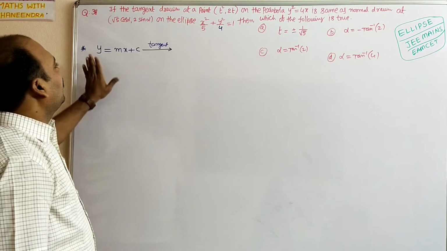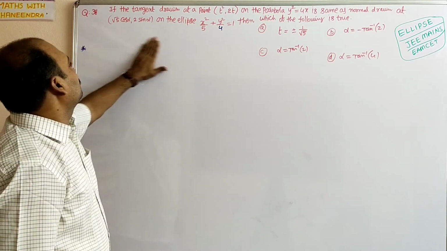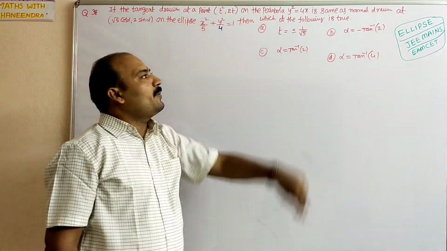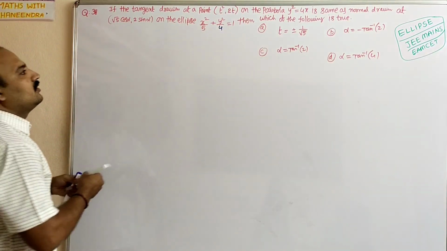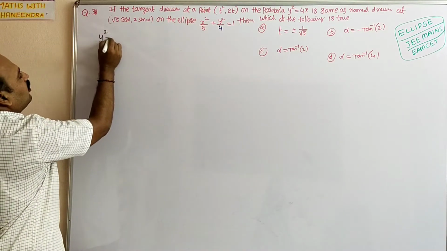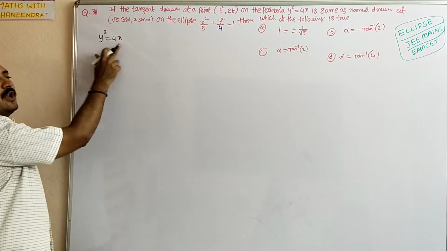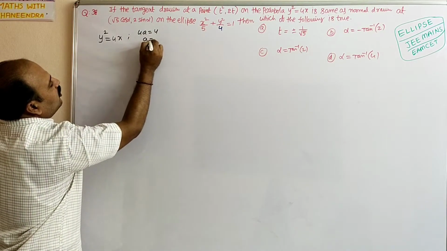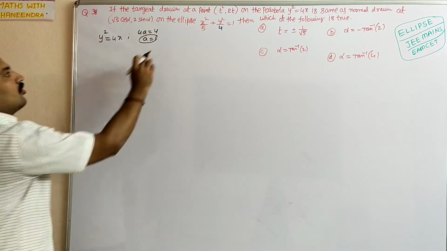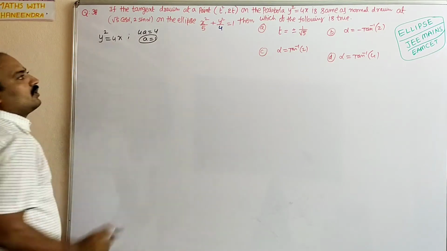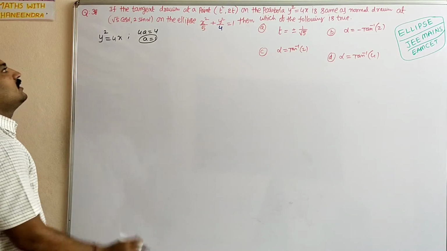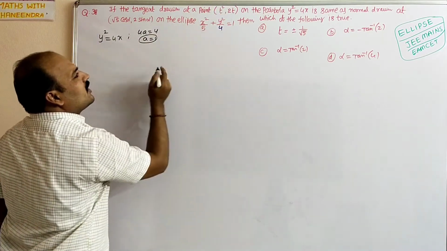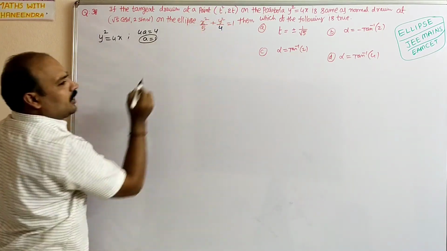See, tangent equation. If the tangent is drawn at the point t square comma 2t on the parabola, what is the parabola equation given here? The given equation of parabola is y square equal to 4x. Comparing with y square equal to 4ax, 4a is equal to 4, a is equal to 1. We got the value of a. Next, the parametric point is given. The point is at square comma 2at, so with a value 1, the point is t square comma 2t.